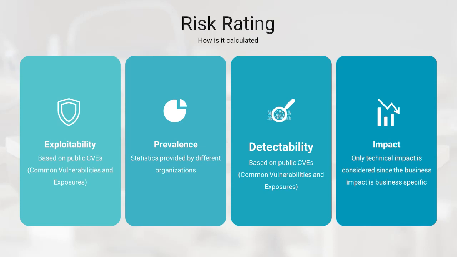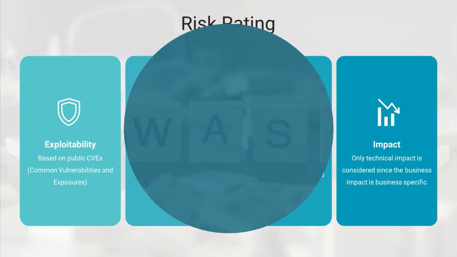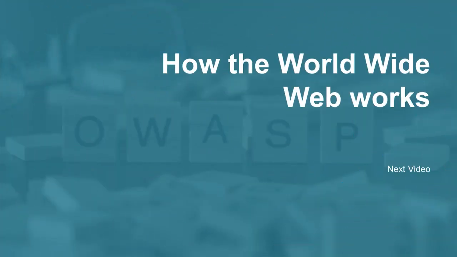Factor ranges are given by the top 10 team. Exploitability and detectability are based on public CVEs. Prevalence is computed from contributed data, and the technical impact is an estimation. When the final document is published, all this was extensively discussed among the community, representing a broad consensus. In the next part, we will discuss how the World Wide Web works.